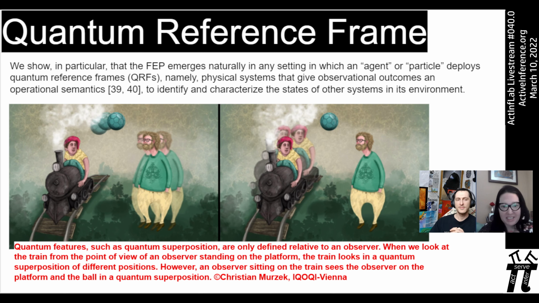So this says quantum features such as quantum superposition are only defined relative to an observer. When we look at the train from the point of view of an observer standing on the platform, the train looks in a quantum superposition of different positions. However, an observer sitting on the train sees the observer on the platform and the ball in a quantum superposition. So it's a cool illustration of just how things look differently depending where you're standing.